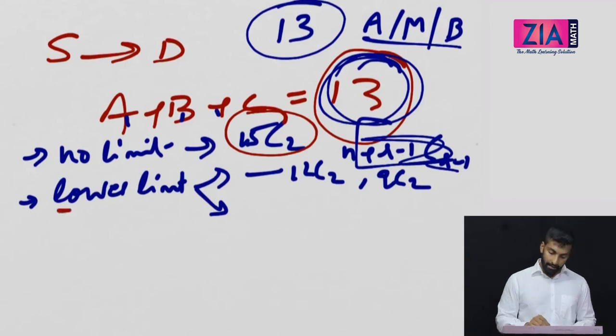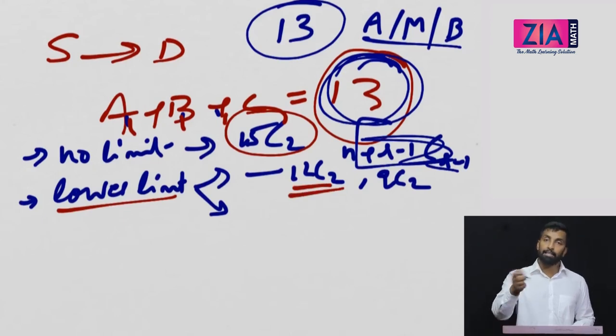But in the second case, if there is a condition of at least one from all, then you take one from apple, mango, and banana. So you will do this 1, 1, 1. Then what is your answer? 12C2. Or if at least 2 from all, then your answer is 9C2.